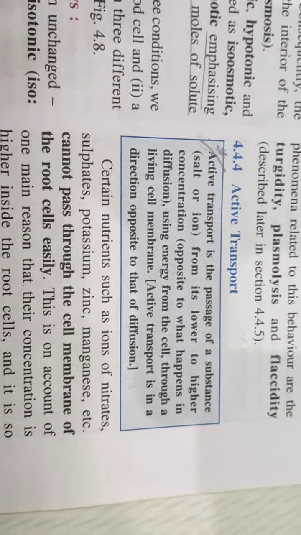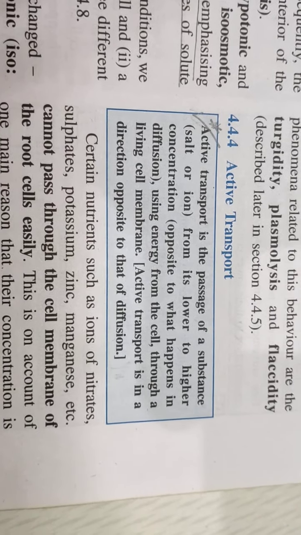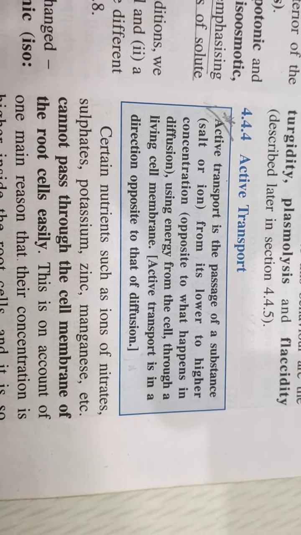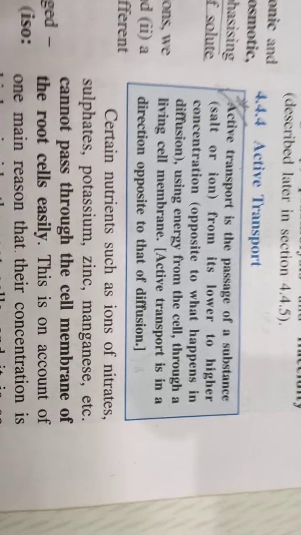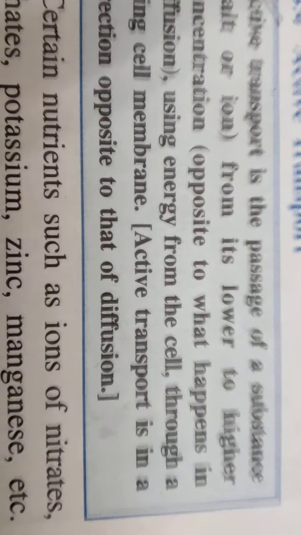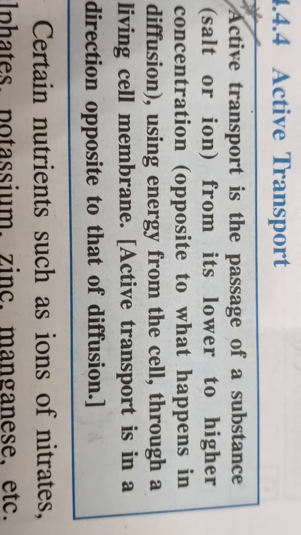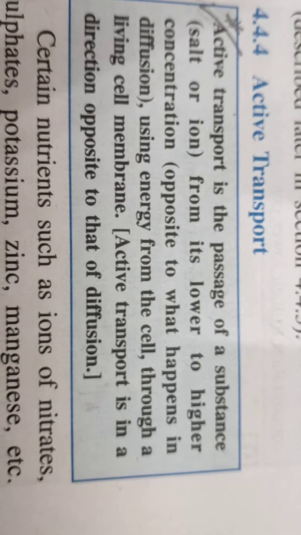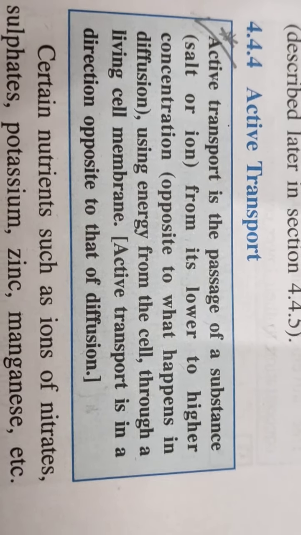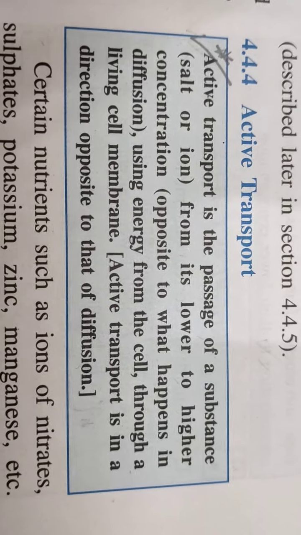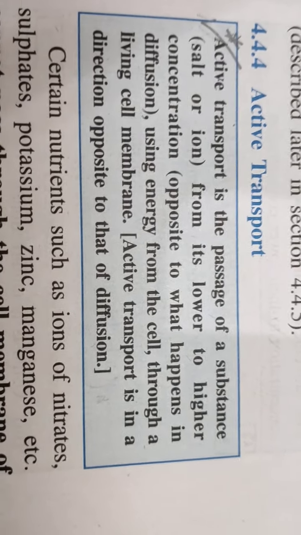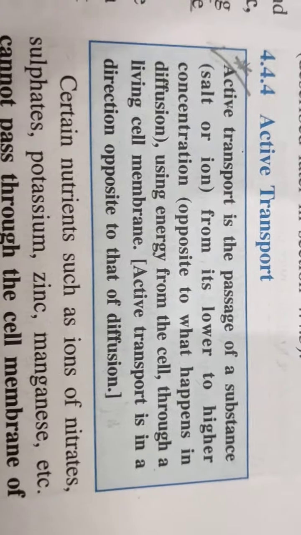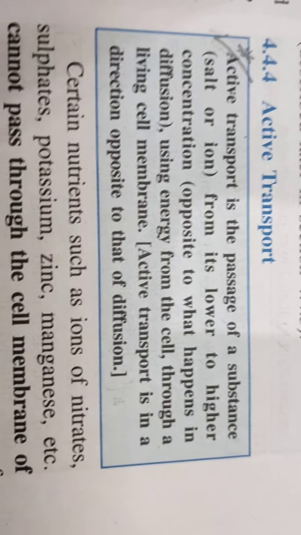Okay. Now another phenomenon is active transport. Now what is it? It is the passage of a substance from its lower to higher concentration using energy from the cell through a living cell membrane. So here the most important words in this diagram are: using energy from the cell. So active transport is the passage of substance. We all know that generally the substances move from higher to lower concentration. But here you see it is different. It is moving from its lower to higher concentration. So definitely it needs an external source of energy. So that is why it is known as active transport.